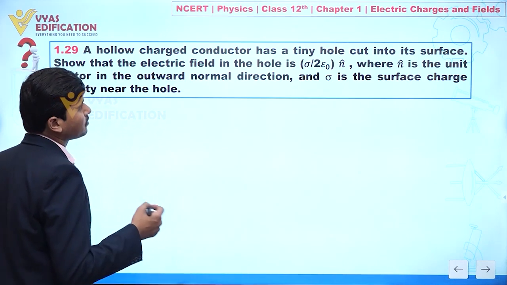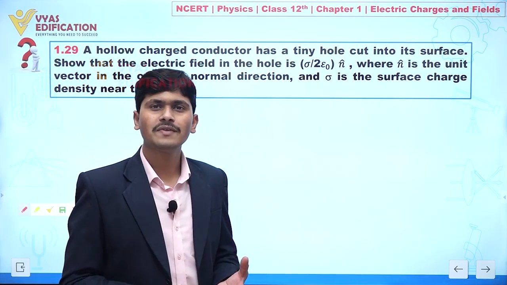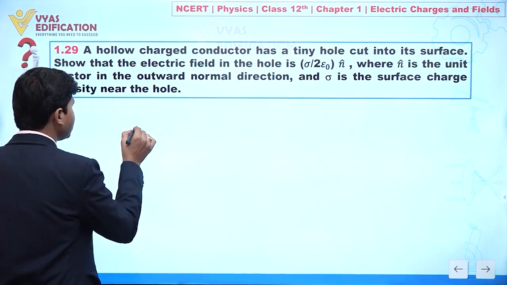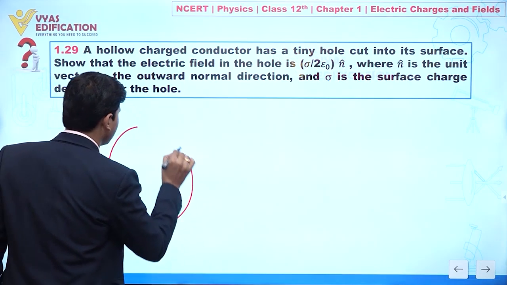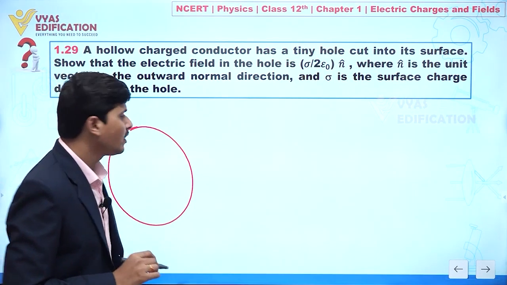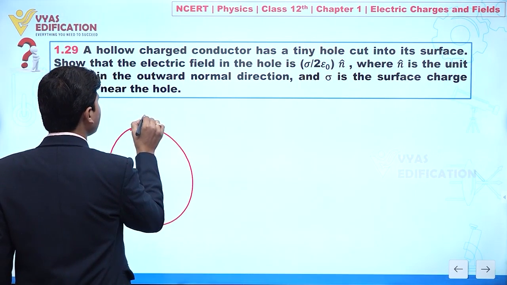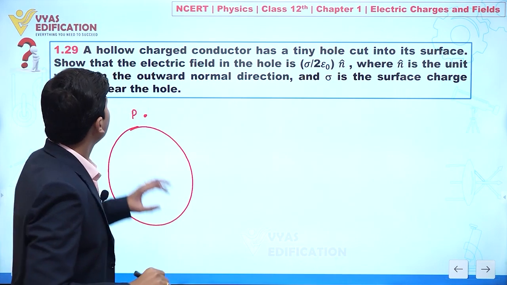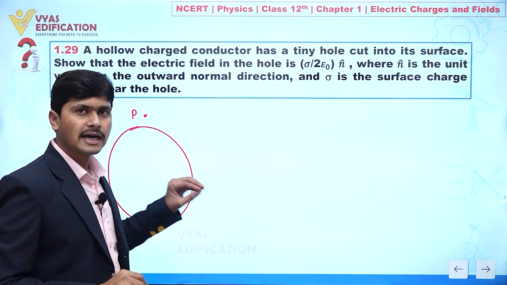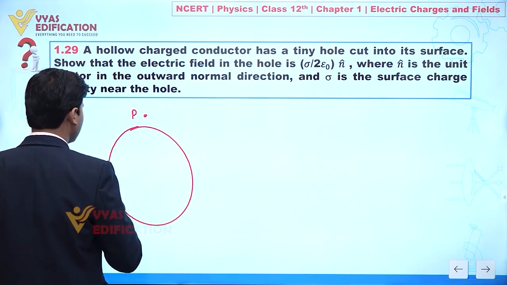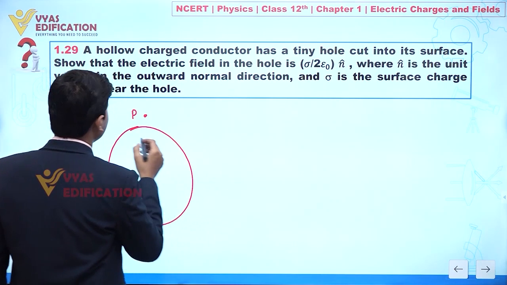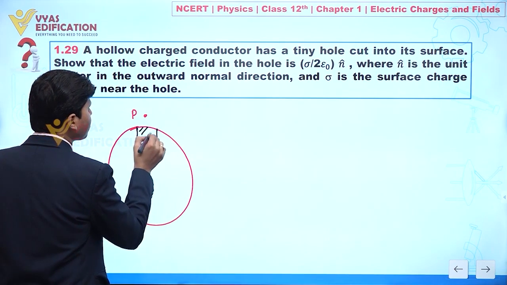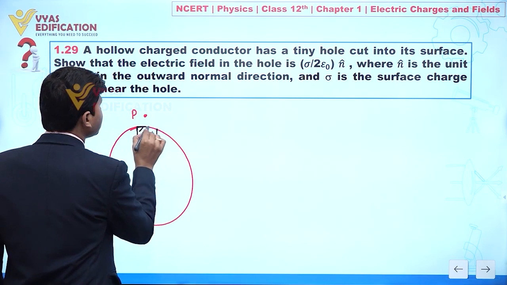Let's suppose I am taking here an example of a sphere. Clear? We can take any example of a conductor. So let's suppose we have this hollow sphere. Let's suppose like this. Clear? And let's suppose if I am talking about an outermost point, this is a point P. Clear? And let's suppose I cut a small part on its surface. Clear? So let's suppose this tiny hole is cut on its surface. Clear? It means this part is removed.